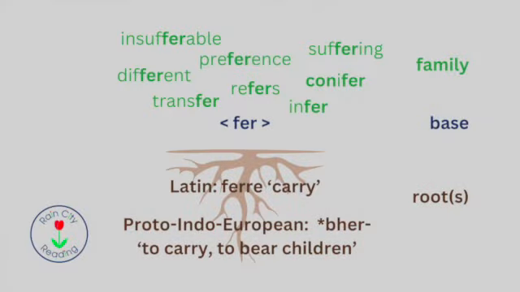Now, bases are different than roots. And so if we look at this bound base, FER, that came from a Latin word, and that root is that Latin word that gave birth to our English base. So just like the English base came from the Latin root, the Latin also evolved.